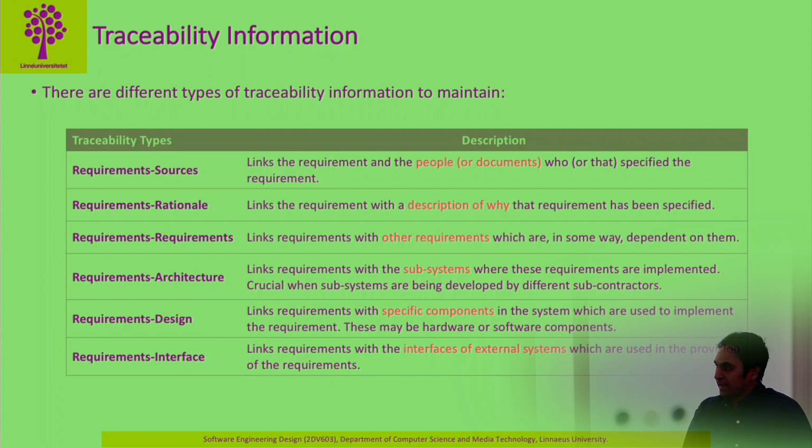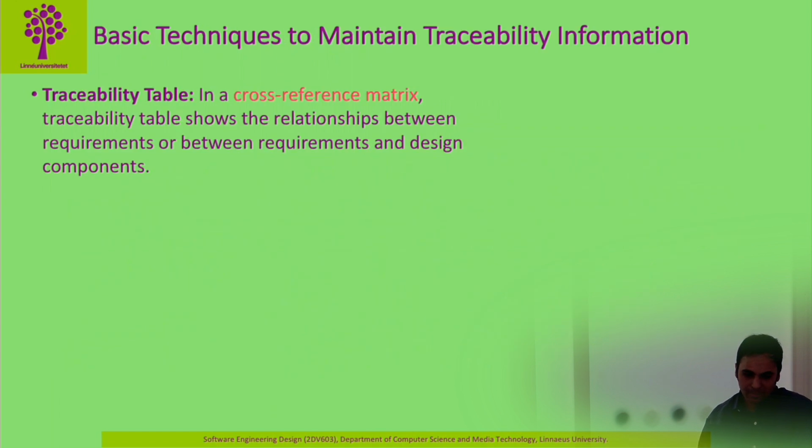So if you have any external interface or external subsystems or systems you are using in your implementation or development, you should make a link between those subsystems or interfaces and the requirements. So which interfaces require or help which requirements, let's say. So there are some basic ways, I would say, to maintain this traceability information.